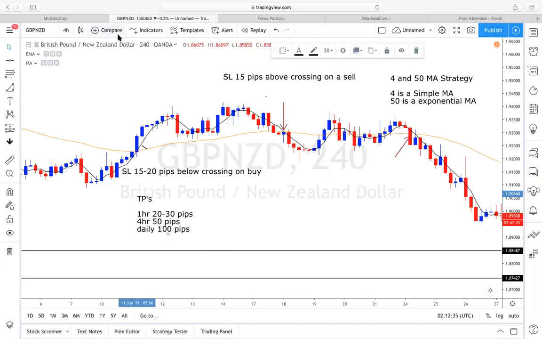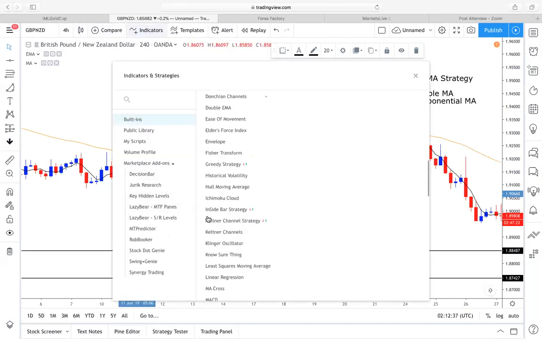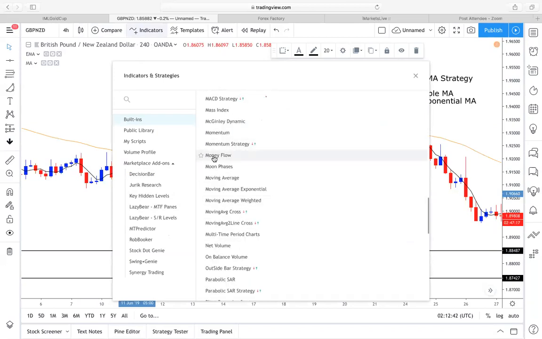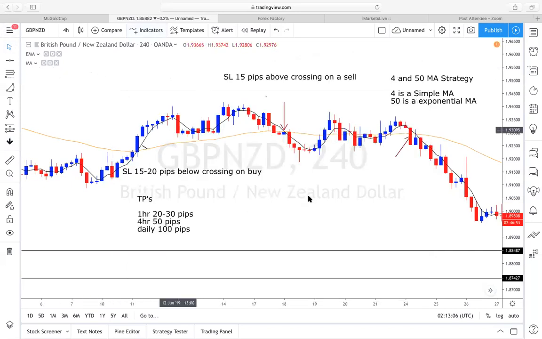By you going like this, coming here, and placing them. Once you click on moving average, click on that moving average, and you change the number from 9 to 4. That's a simple moving average. You come here where it says moving average exponential, you're gonna change that from 9 to 50. This one is a simple, this one's exponential. It says it, moving average exponential. You put these black and orange lines on your screen.